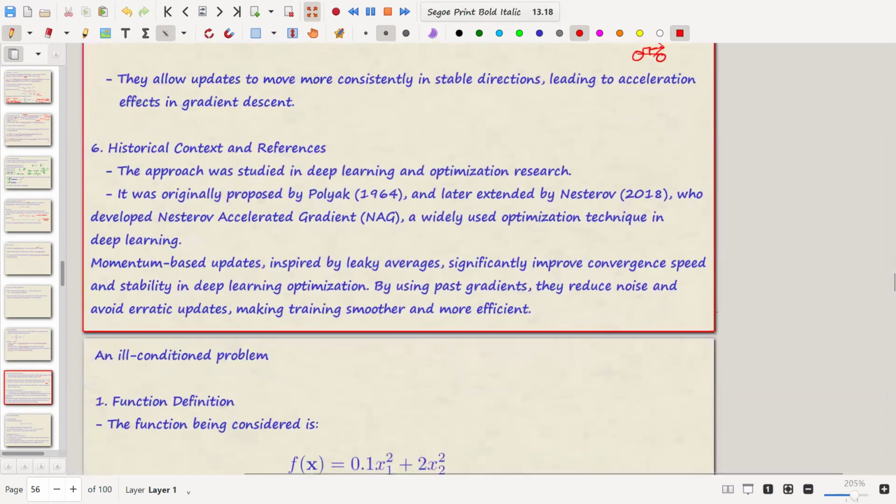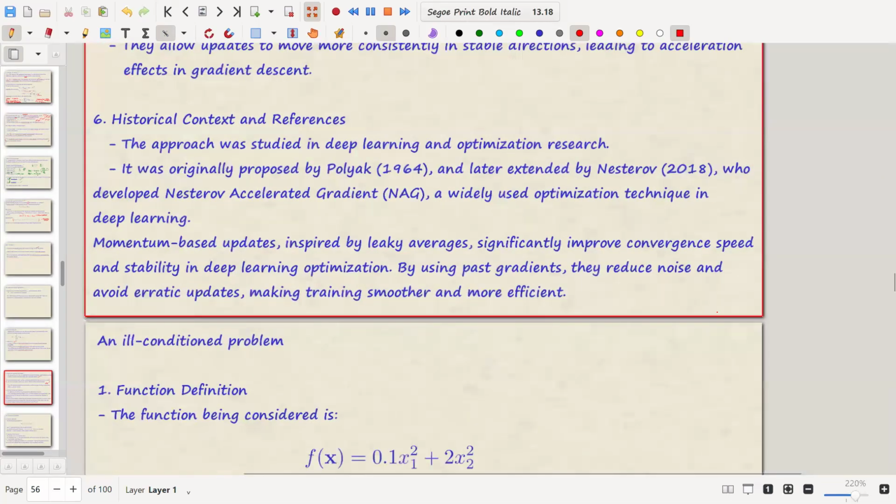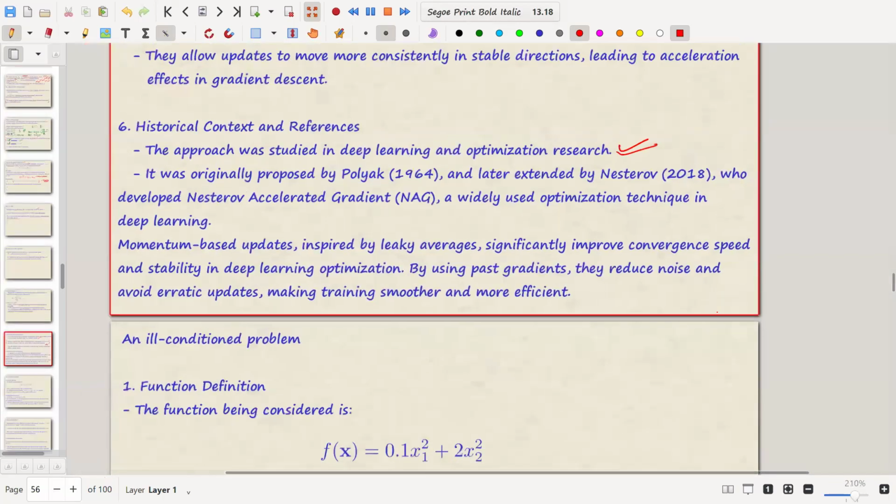Okay. So anyway, this approach was studied in deep learning and optimization processes. So this momentum method is useful in deep learning. Why? Because the Adam optimizer uses the momentum method as its right hand. We'll see. It was originally proposed by Polyak. No need to know, but just a motivation. Nesterov developed the Nesterov accelerated gradient, or NAG, method, a widely used optimization technique in your deep learning programs.